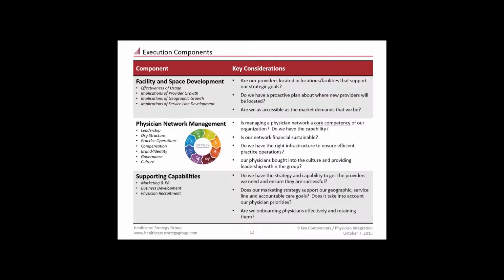In terms of physician network management, our key point here is that it needs to be a core competency, and you need to take a holistic view in your organization of how your network's performing and not just measure it on the financials and on the group size. And then in terms of the supporting capabilities, these are things that aren't traditionally thought of when you think about, we need to work with physicians better, but they're things that make physicians successful. So getting the right marketing strategy, the right business development strategy, and the right recruitment strategy and resources in place are what are really going to make you successful there.